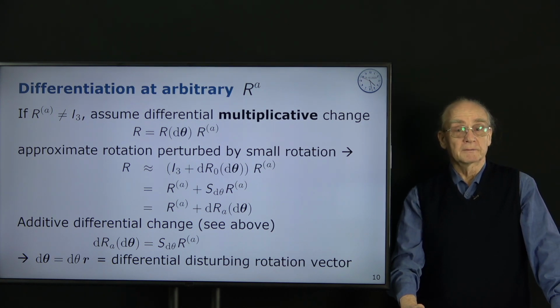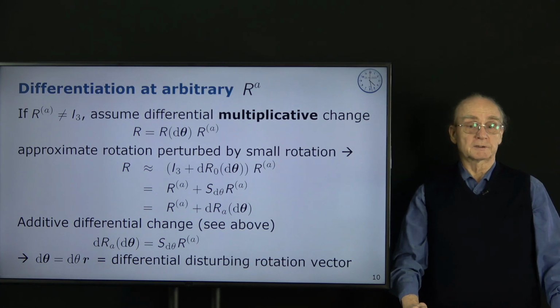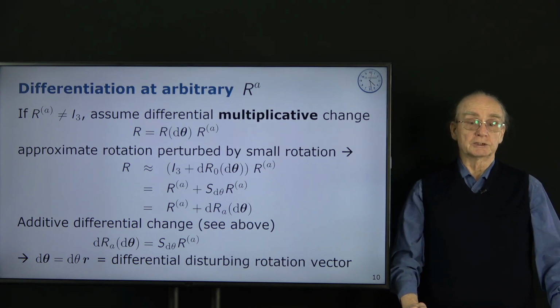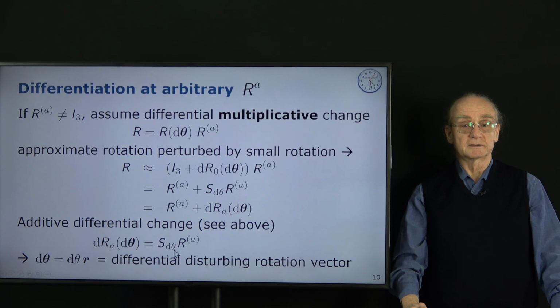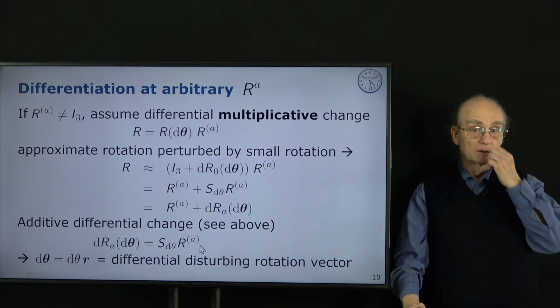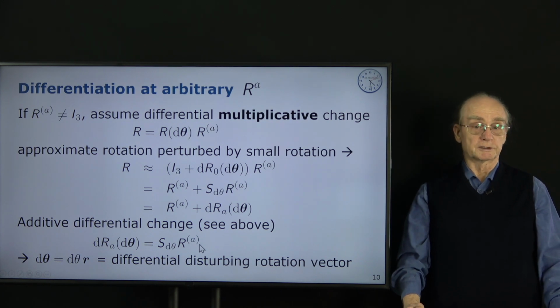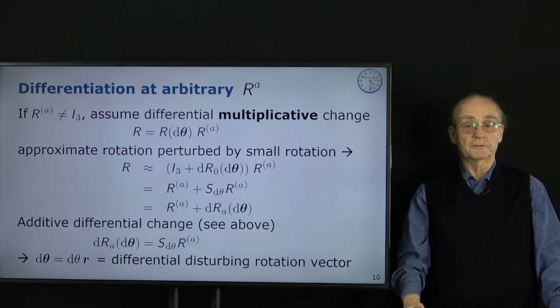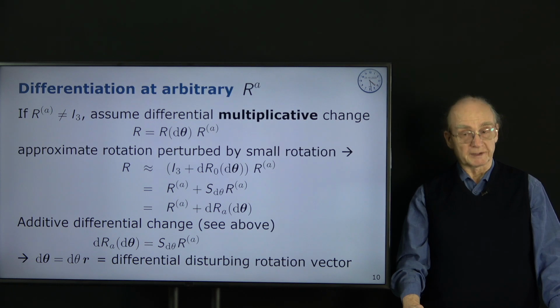So we have no difference between the multiplicative change and the additive change if we take these relations into account. That means the change of a rotation matrix depending on the rotation vector is nothing else than the skew-symmetric matrix of the change of this vector multiplied with the approximate rotation. So we have a differential disturbing rotation described by a differential disturbing rotation vector.